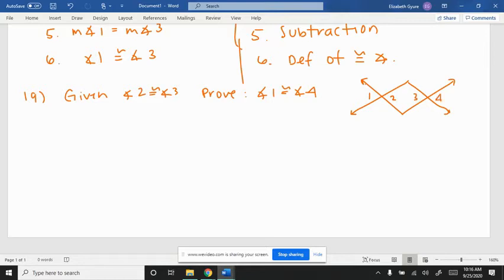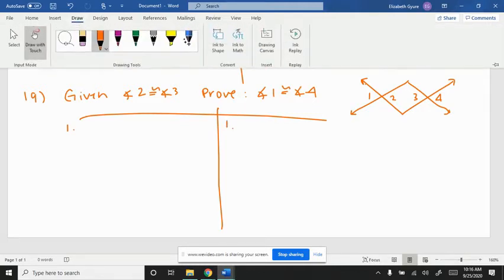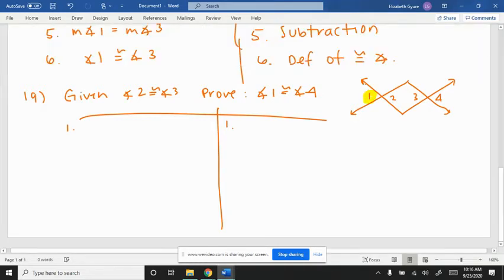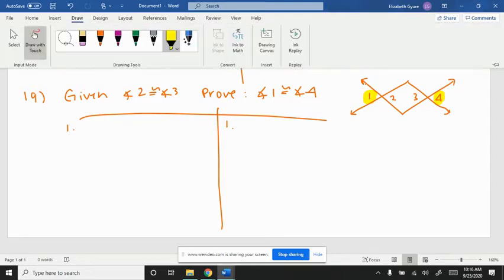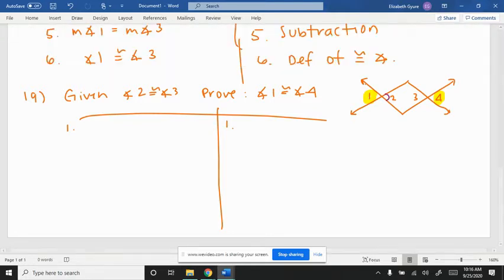I actually really like proofs like these. Okay, so we want to prove that angle 1 is congruent to 4. But we're only given that 2 is congruent to 3. So what that means is we're going to have to use some information, likely from our picture, to figure out how we can tie angle 1 to angle 4.